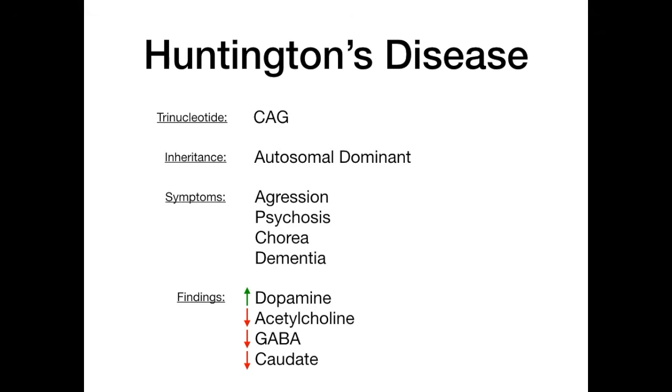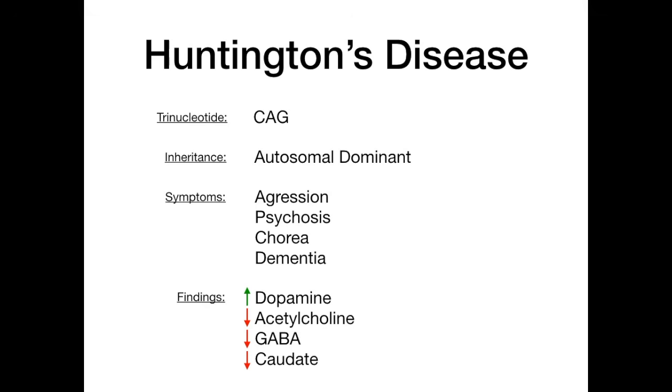So in Huntington's disease, the trinucleotide repeat is CAG, and this is an autosomal dominant inherited disease. The symptoms of Huntington's are aggression, psychosis, chorea, and dementia. Now, the findings that you should probably be familiar with are the different changes in neurotransmitters and different neurologic regions of the brain. So you've got increased levels of dopamine, decreased levels of acetylcholine, decreased levels of GABA, and decreasing size of the caudate.